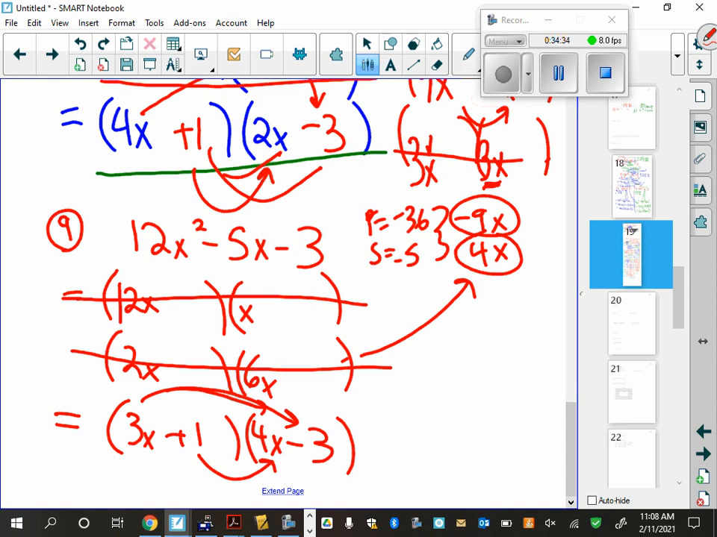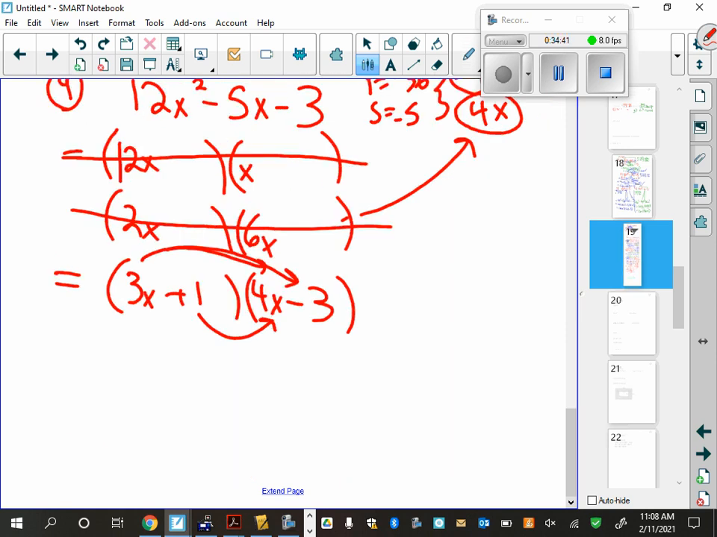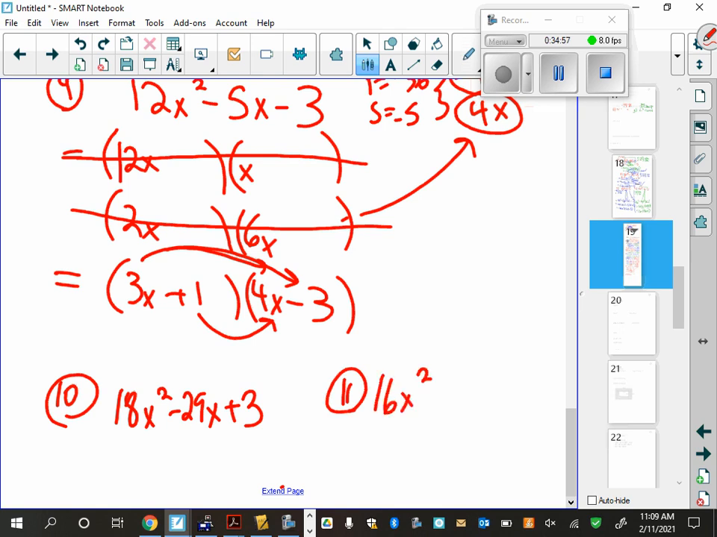All right, let's go. 2 more on your own. I'll leave that on there. Number 10, please do 18x squared. And 16x squared plus 2x, subtract 3.